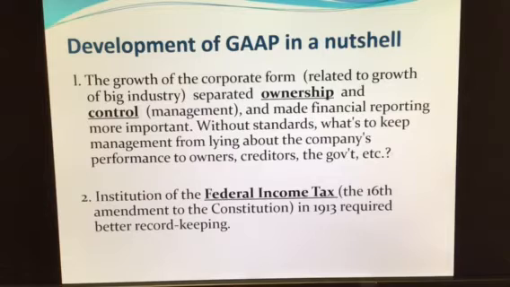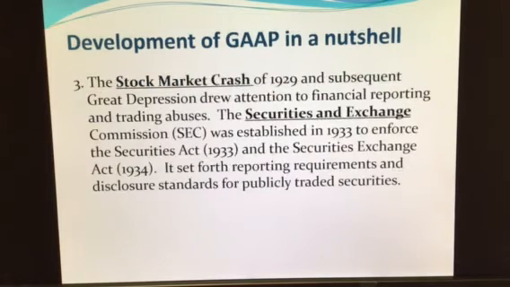The institution of the federal income tax through the 16th Amendment to the Constitution in 1913 also required better record keeping. And so that was another impetus for standardization. The stock market crash of 1929 and the Great Depression that followed and dragged on for almost a decade drew attention to financial reporting and trading abuses.